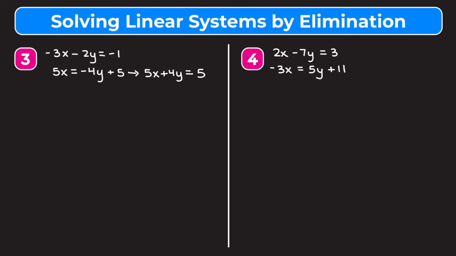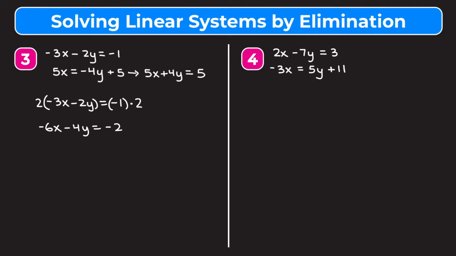So what we want to do is we want to take our first equation, negative 3x minus 2y is equal to negative 1. And we want to think, how can we turn a negative 2y into a negative 4y so that it can easily eliminate with this positive 4y? Well, we can just multiply it by a positive 2. But anything we do to one side, we have to do to the other. So we're going to have to multiply the right side by 2. If we distribute the 2, we're going to get negative 6x minus 4y is equal to negative 2.